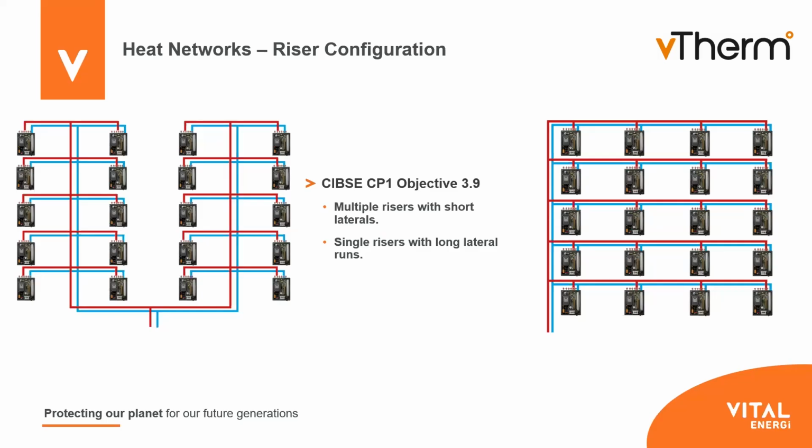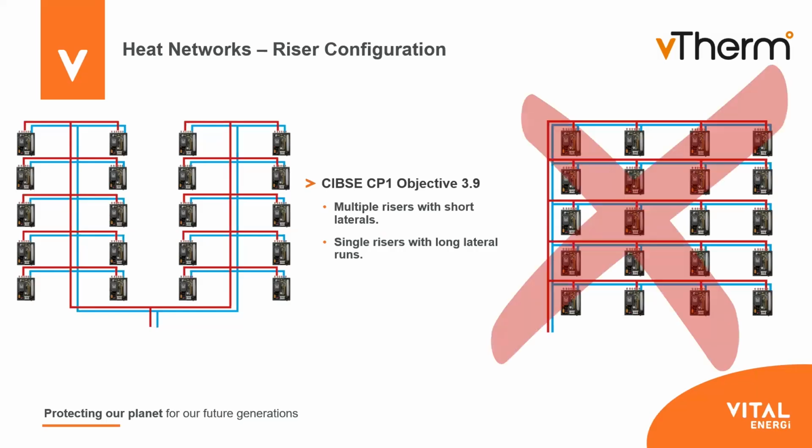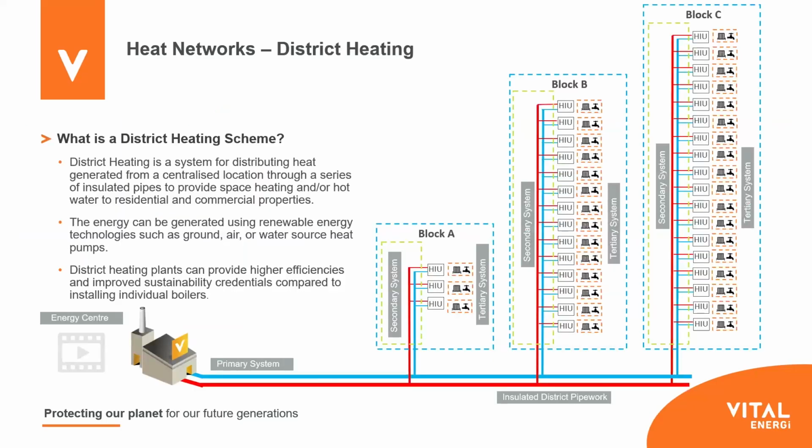What he did was he went across, down, around the column, up, down, and he actually caused more problems by causing air to get trapped in those laterals going across the building. It also helps with not having things like dead legs as well. So we say no to single risers and long laterals, and now we say yes to multiple risers and shorter laterals. So let's move on now to district.